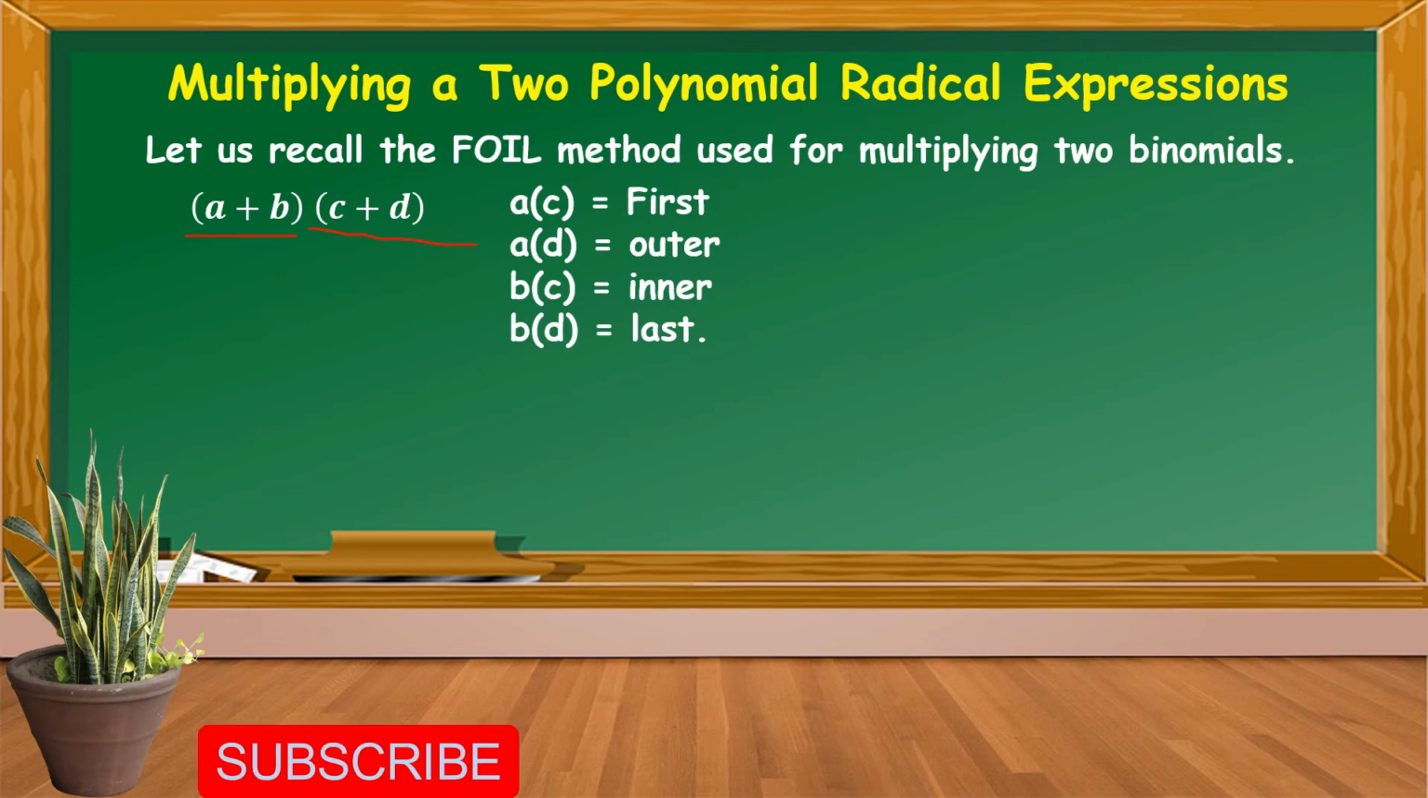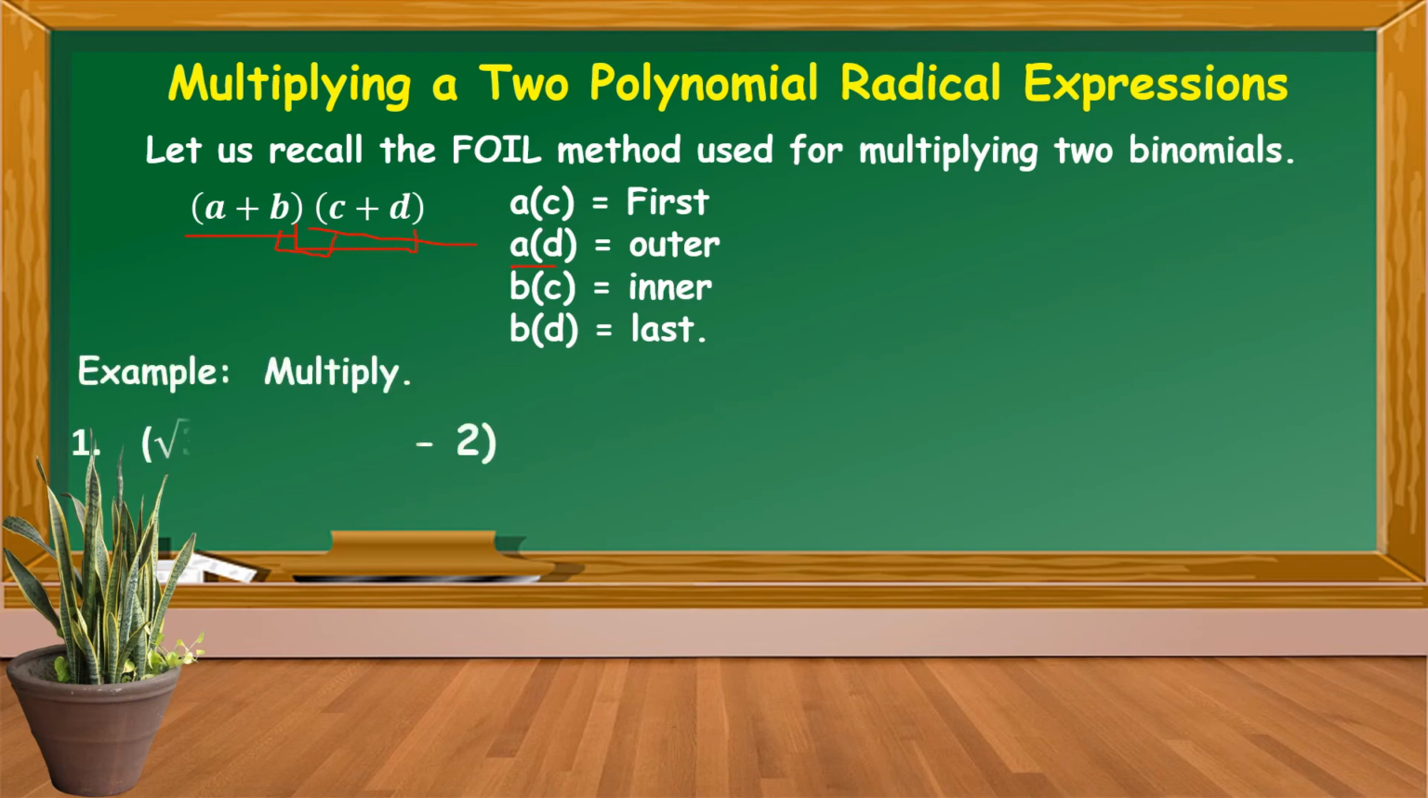Ano yung mga first terms natin? That is A and C. A times C. Then, our outer term, A times D. Our inner term, ito, B times C. And our last term, that is B times D. So, B times D ang ating last term. Now, we will proceed to this example.